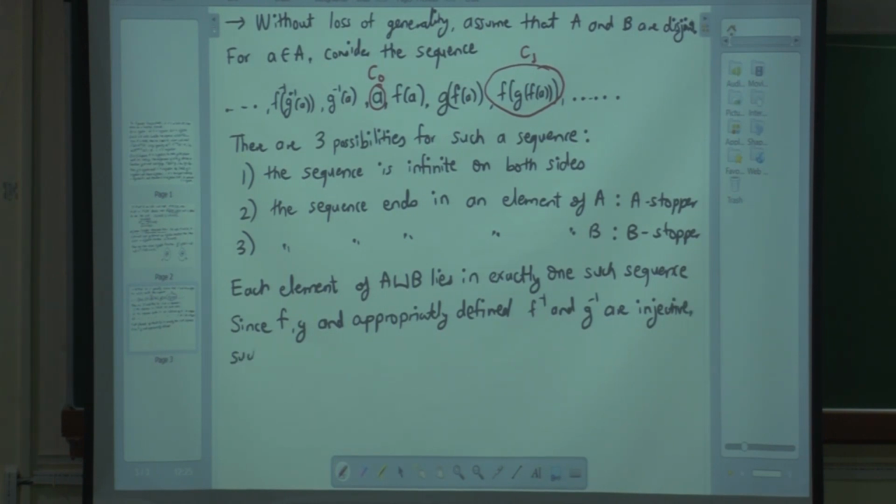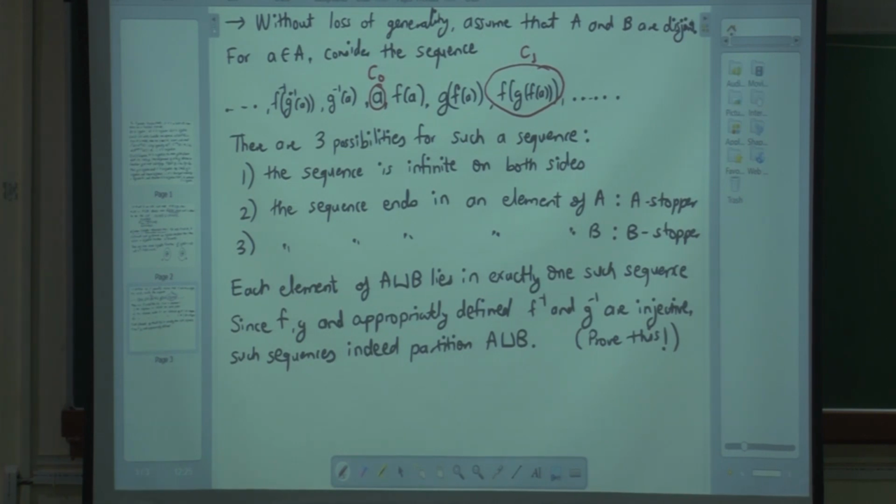Such sequences indeed partition A disjoint union B. Okay, so here maybe I will say that you prove this as homework. You will understand the use of equivalence relations better.